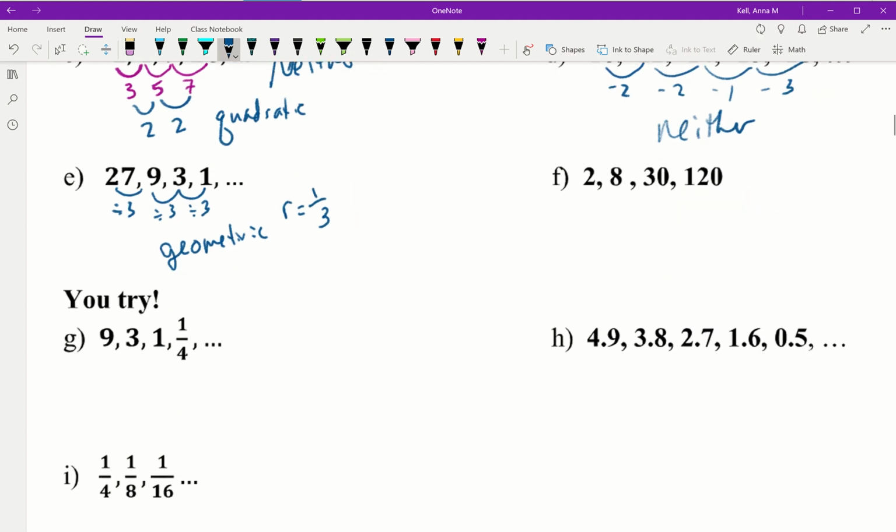Okay, and then let's look over here. From 2 to 8, this would be like adding 6 or multiplying by 4. From 8 to 30, what is that? We're adding 22. And I don't think there's a multiplier to go from 8 to 30 nicely. And then from 30 to 120, I don't see a specific pattern here, so I'm going to say that this one is a neither.